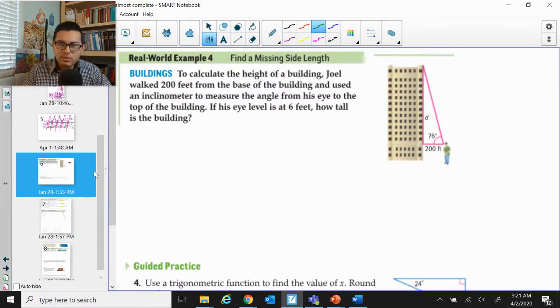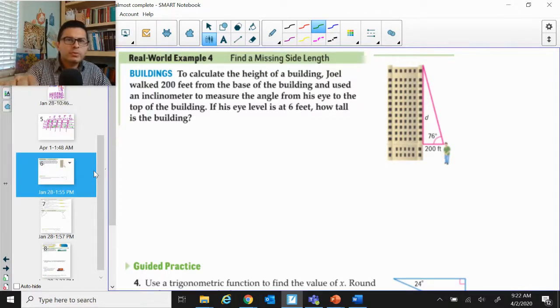So, if we look at this building, he's obviously 2 stories tall because there's 2 windows in front of him, but we'll ignore that for a second. If we look at this picture, it is the exact thing that we talked about in the last example. We have a side, we have an angle, and we're trying to find another side. So let's see what we have to do.